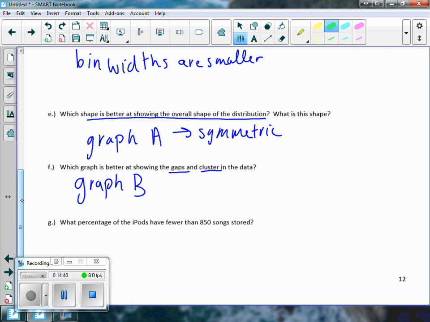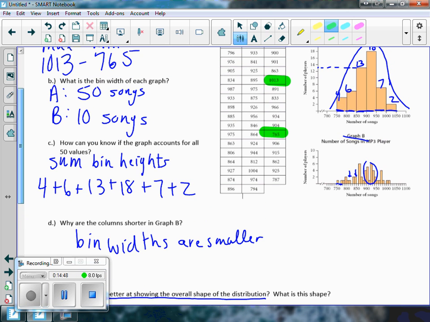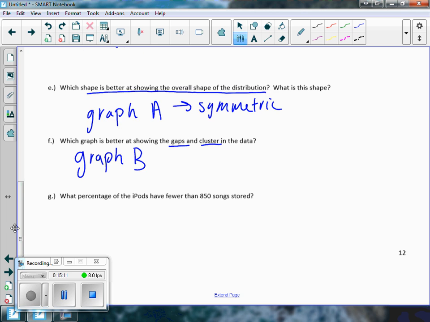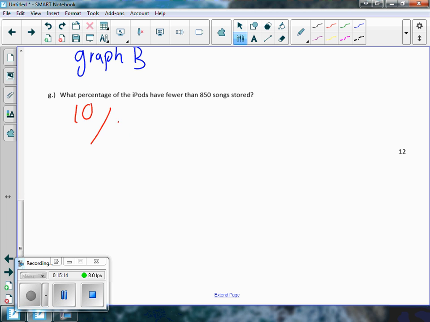And my last question, what percentage of the iPods have fewer than 850 songs stored? Well, we could count up how many of them have less than 850, but we could also take a look at our histogram. Here is 850 at the histogram, and everything below it is this bar and this bar, which is a total of 10 values. If I would count up the values less than 850, there'd be a total of 10 of them. So the percentage is simply going to be 10 out of 50, which equals 20% of the data.